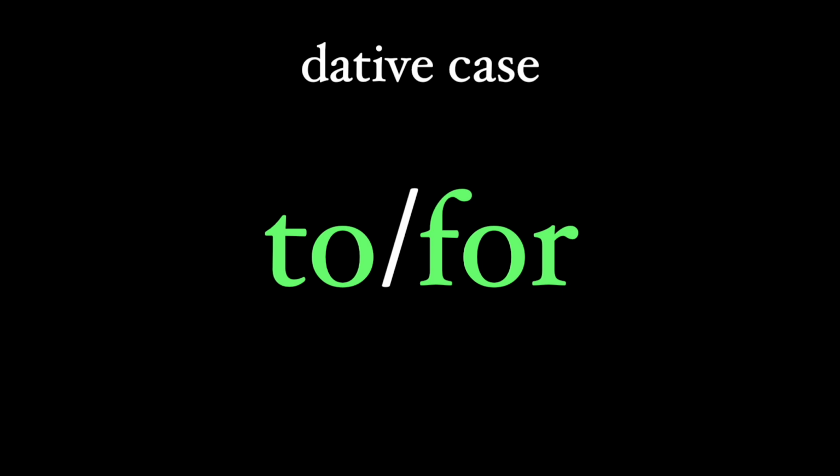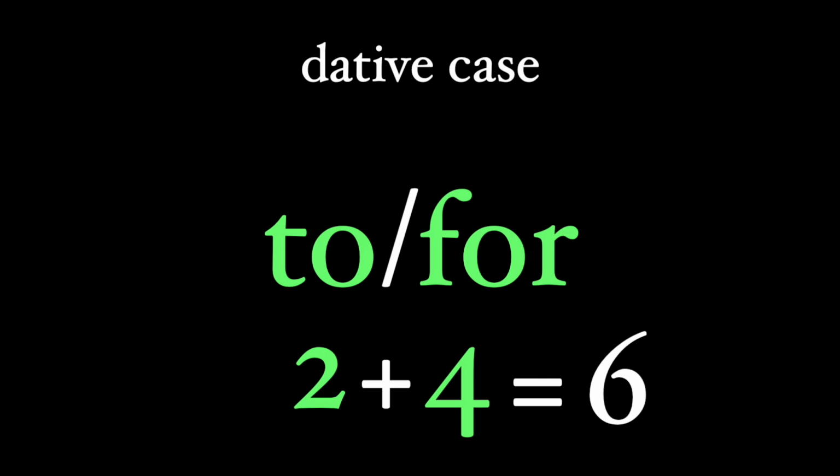Well, perhaps you can turn this into a math equation. 2 plus 4 as numbers equals 6. And 6 just happens to be the number of letters in the word "dative." Coincidence? Okay, yeah, it is.